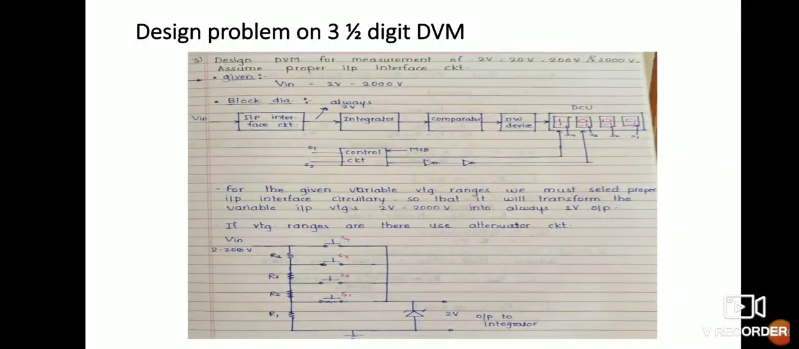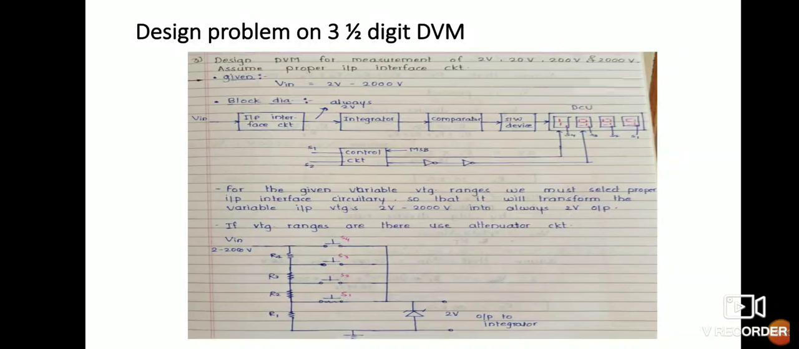So we will now solve one example based on this, that is the design of a 3.5 digit DVM. We already learned one example in the last lecture, the common or basic example. Whatever example we are discussing in this lecture, that type of example is asked in the university question paper for 8 marks. So you can consider this one of the important questions from the exam point of view. Design a digital voltmeter for the measurement of 2 volt, 20 volt, 200 volt and 2000 volt. Assume a proper input interface circuit.